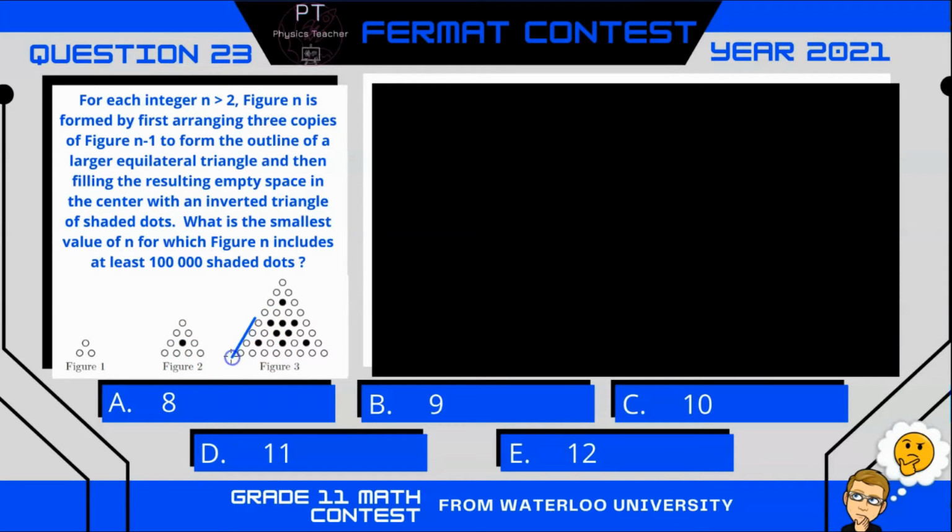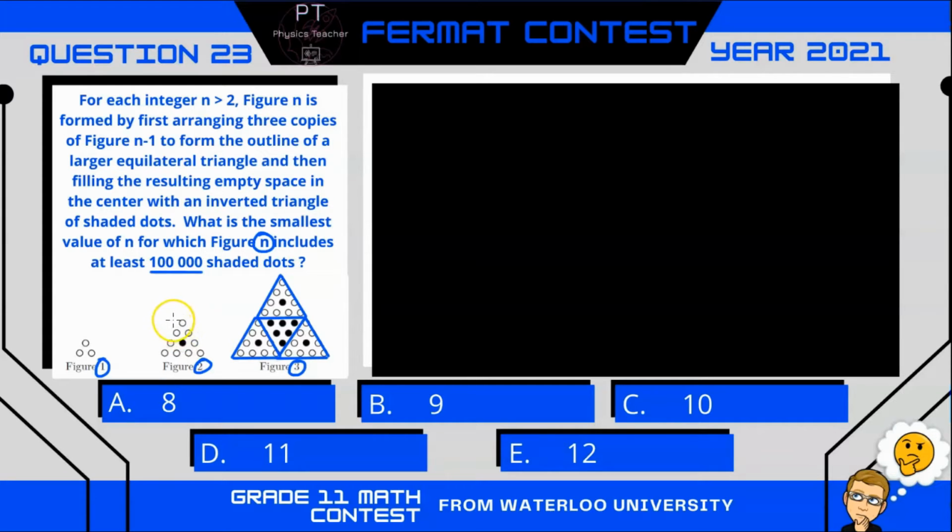So here's the one triangle, and next to it as well, and on top. And then in the center, we fill in with shaded dots. And so the question is, if this is figure 1, and this is figure 2, and this is figure 3, at what figure n will we have at least 100,000 shaded dots?